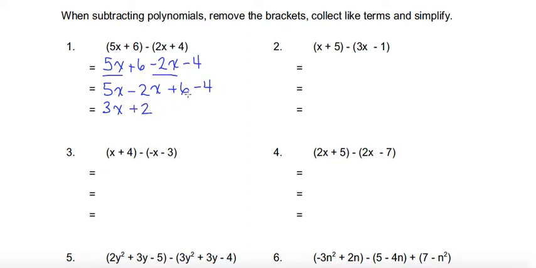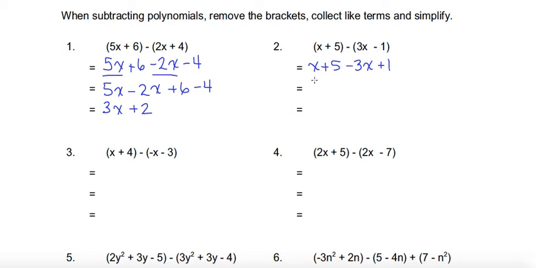So let's go through another example. The first polynomial stays the same, x plus 5. The second polynomial, we're subtracting it, so we have to write the opposite polynomial. So the 3x becomes a negative 3x, and the negative 1 becomes a positive 1. So we're switching those signs.